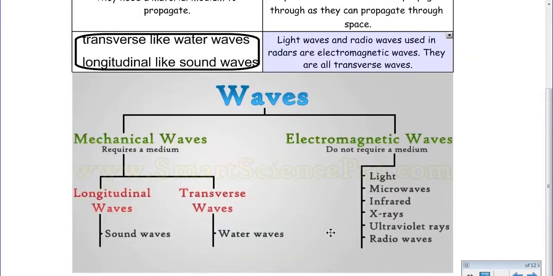Mechanical waves may be longitudinal waves or transverse waves. Longitudinal waves are like sound waves, but transverse waves are like water waves, which consist of crests and troughs. The second type, electromagnetic waves, are all transverse waves, like light waves, microwaves, infrared waves, X-rays, ultraviolet rays, or radio waves.